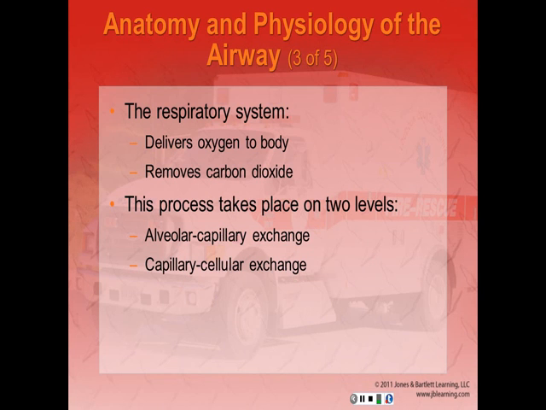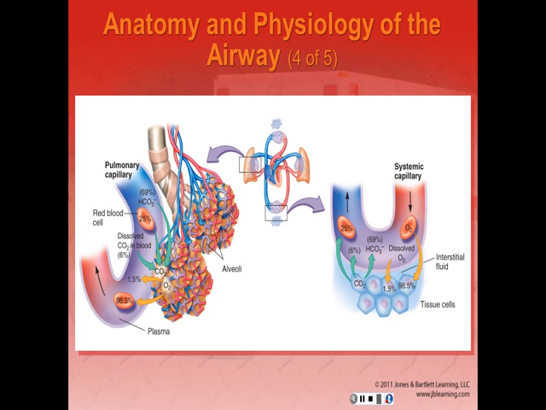The respiratory system delivers oxygen to the body and removes carbon dioxide. This process takes place on two levels. The alveolar capillary exchange, where air is breathed in during inhalation and it travels through the airways to the alveoli, where oxygen-poor blood is circulated through the capillaries around each alveolus. Oxygen in the alveoli crosses over into the bloodstream and carbon dioxide crosses over into the alveoli. And then the capillary cellular exchange, which occurs through the body's cells, where cells give up carbon dioxide into the capillaries and capillaries give up oxygen to the cells. You see a great example of the two processes here.